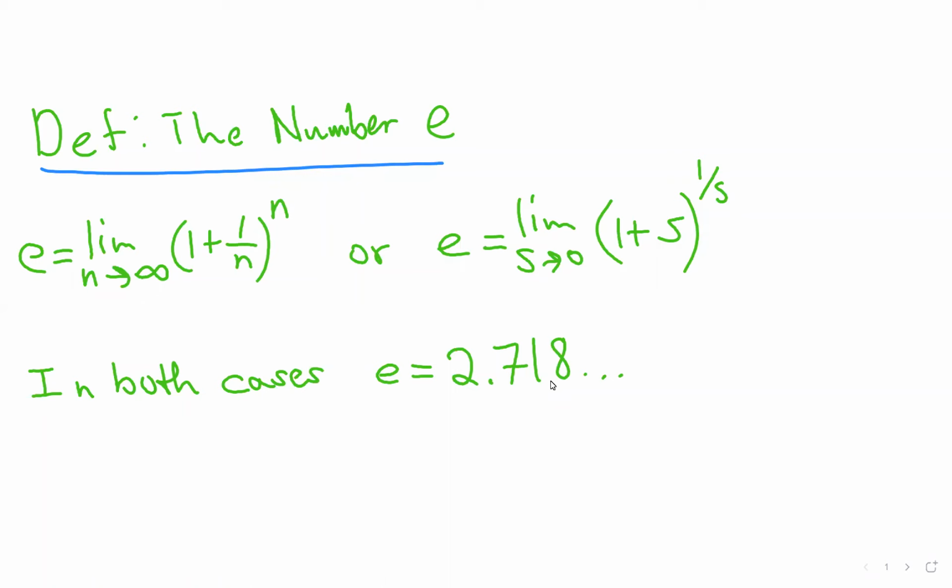All right, hello. So this is the section 11.1 video. And so we're going to be talking a little bit about the number e and how it pertains to compound continuous interest. So first off, the number e is defined as the limit as n goes to infinity of the function 1 plus 1 over n, all to the nth power.